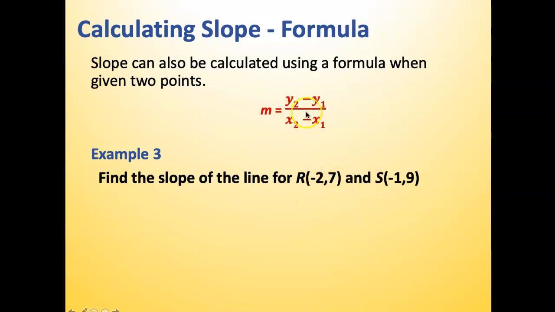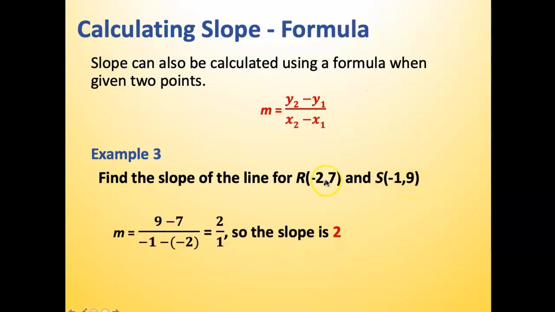Now, let's use the slope formula. Just plug in the values. It's up to you which one is point 1 and which one is point 2. For my example, your point 1 is point R and then S is point 2. So that means negative 2 is x sub 1, 7 is y sub 1, negative 1 is x sub 2, and 9 is y sub 2.